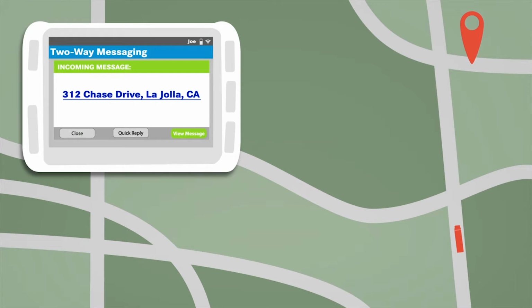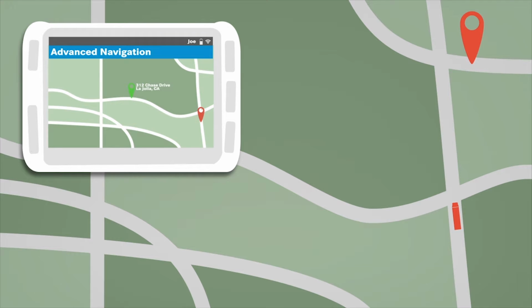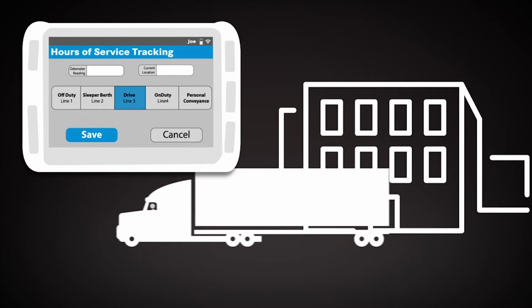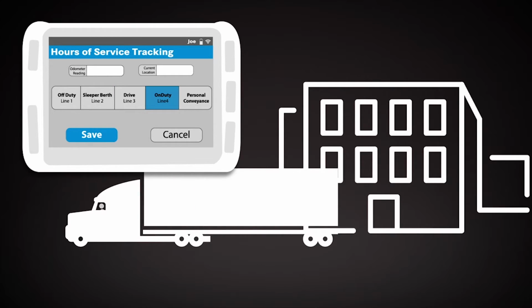Homebase just got a route change. They send it to Joe's tablet, and with a click, the navigation system reroutes to get Joe to his new destination. And we're here. The integrated tablet automatically switches his duty status. Joe dismounts his tablet and performs his post-trip inspection. He changes his status to off-duty so he can take a well-deserved break.